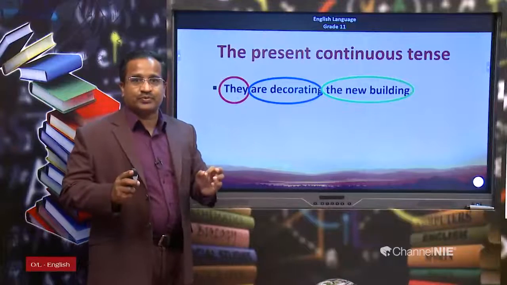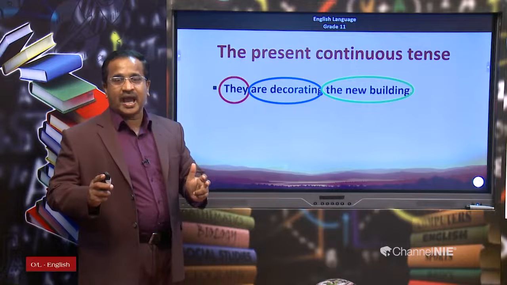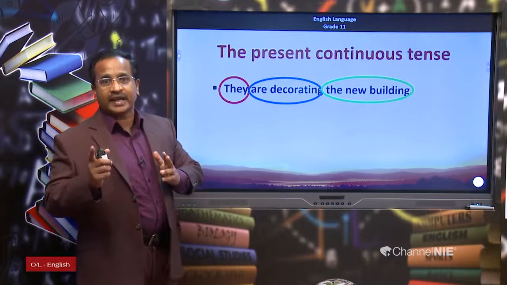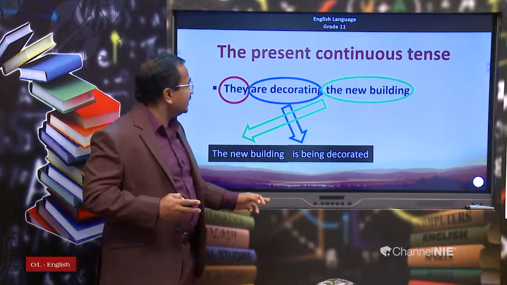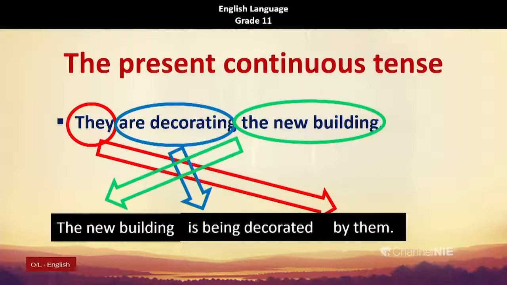The new building is a singular noun. So, you can use is, am, are, but the new building, since it is a singular noun, you have to use is. They are decorating, present continuous form, is being, am being, are being, and the past participle. So, in the present continuous form, you have is being, am being, are being plus past participle. So, when you convert this sentence into the passive voice, you have to use is, being and past participle. That is because the building is a singular noun. Since the building is a singular noun, we use is being decorated. Decorating should be converted into decorated, the past participle. So, the new building is being decorated, and then by them, the agent can be mentioned.